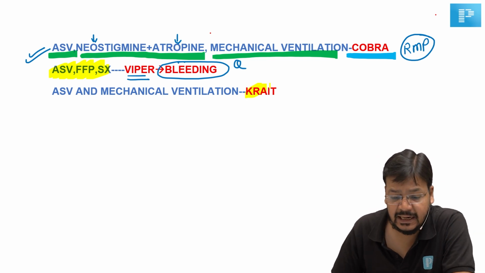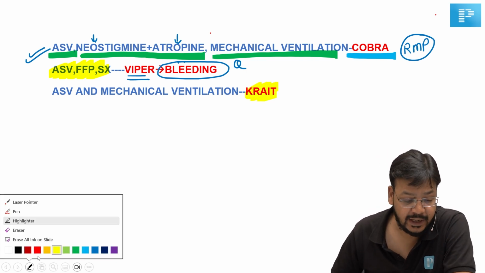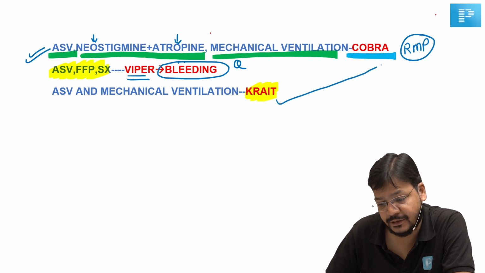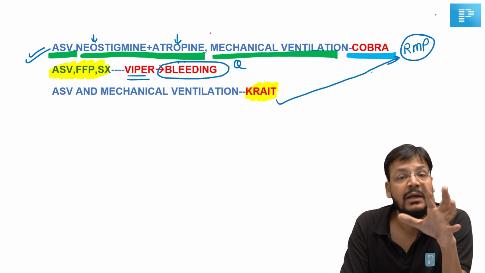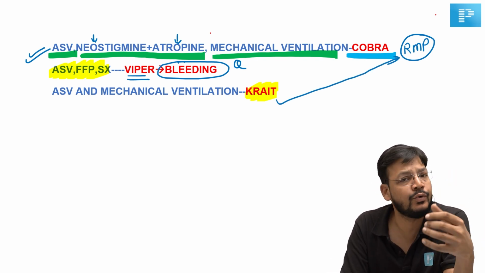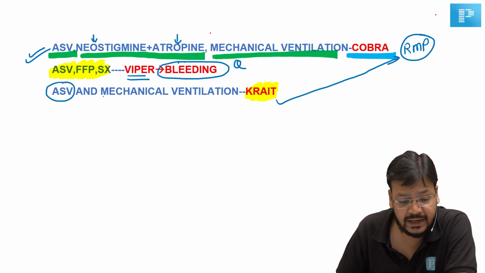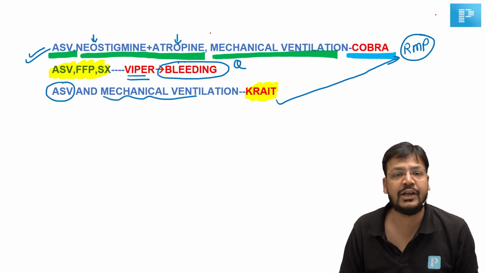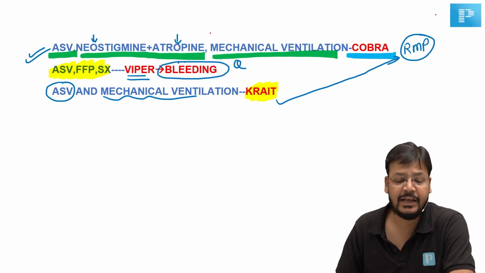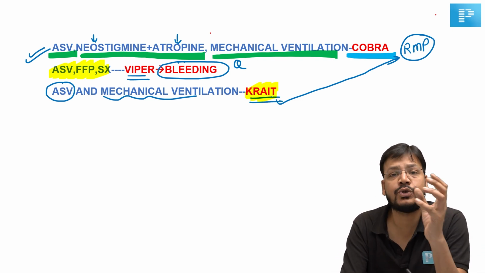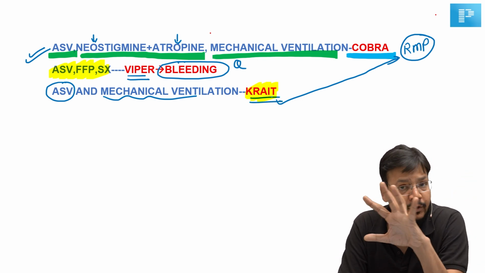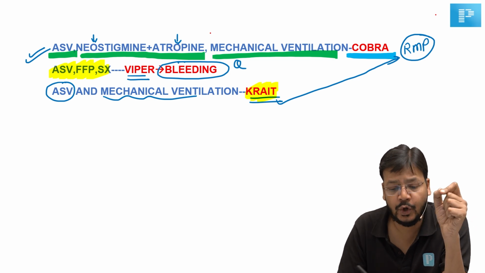Now, krait is another neurotoxic snake where the cause of death is respiratory muscle paralysis. But sir, here neostigmine doesn't work, so no need to give neostigmine and atropine. Here anti-snake venom and mechanical ventilation are given. And my dear friend, krait is also a neurotoxic snake, but neostigmine and atropine are not given.